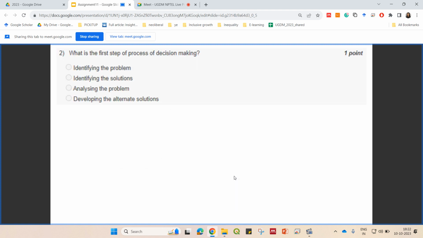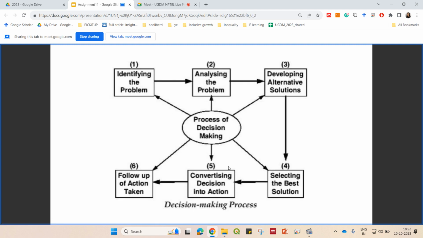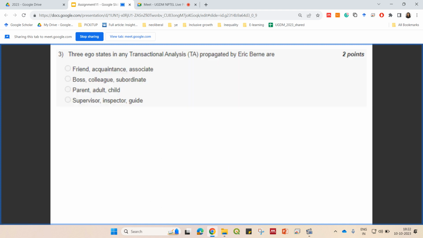So again, from this also, I think it is very clear what is the first step of decision making. So I think this question again is very clear. Move on to the third question for today.